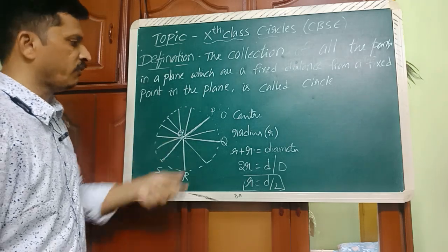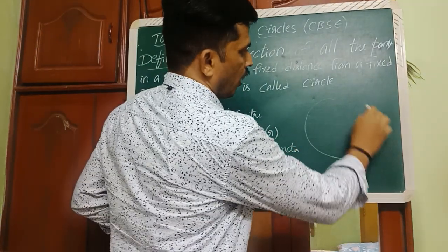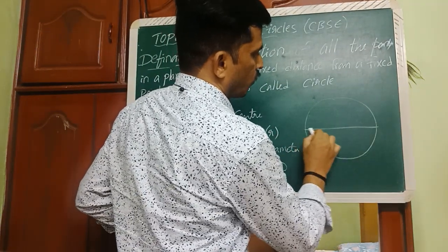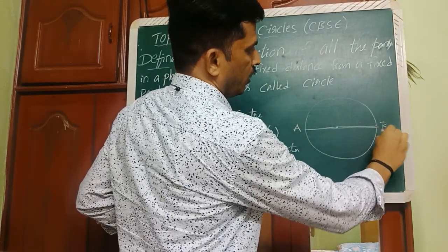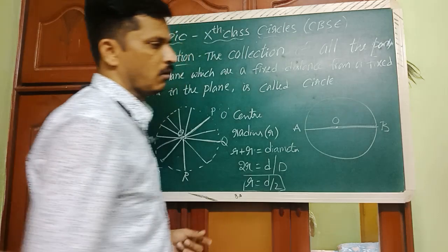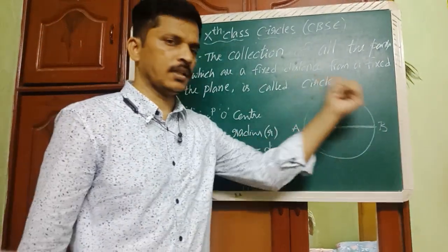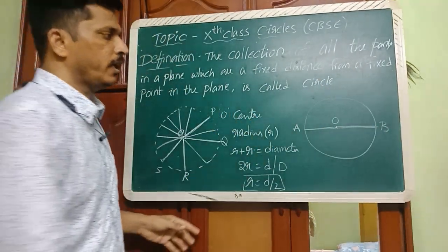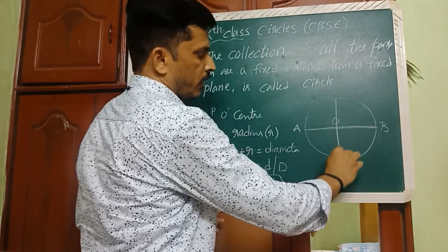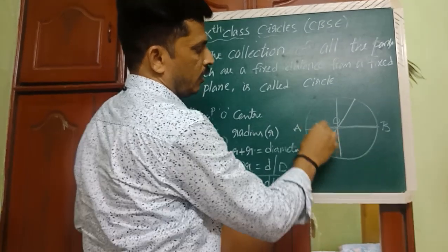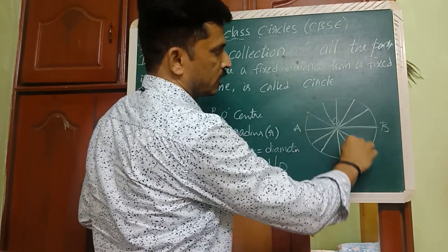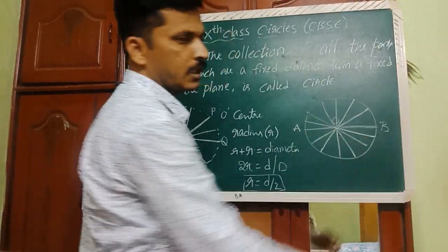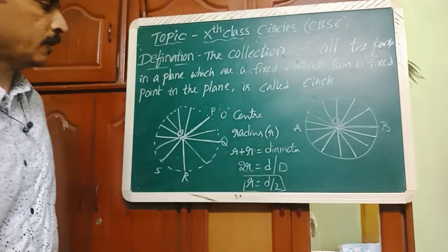One more definition of the diameter is the longest chord. The longest chord in a circle is called the diameter of the circle. How many such diameters can be drawn in a circle? Infinite diameters can be drawn in a circle.